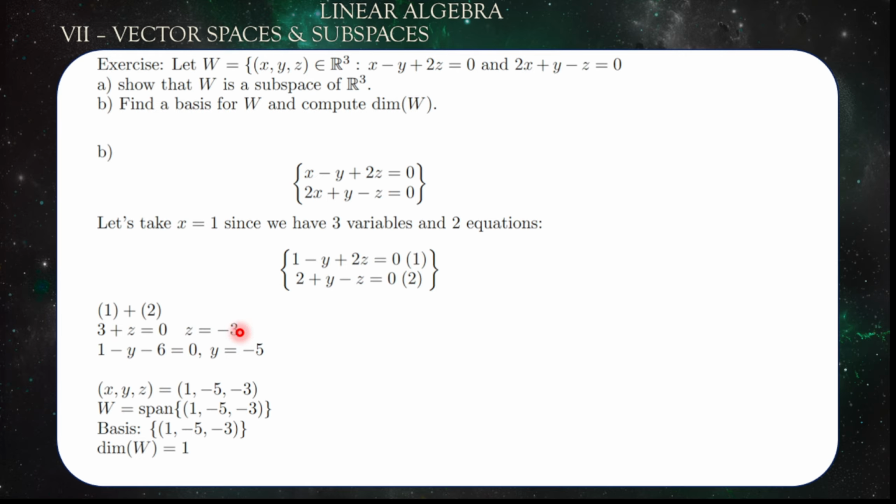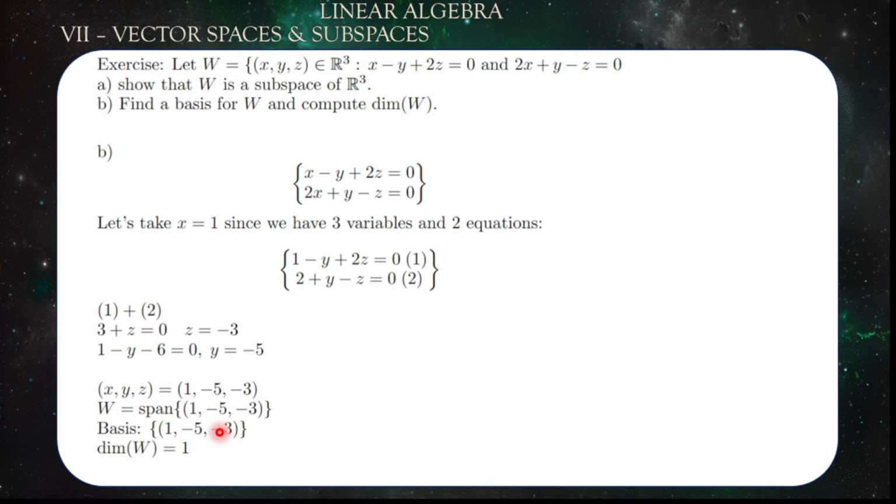Now, you replace this value of z within one of the equations, let's say the first one. So 1 minus y plus 2 times z, which is minus 3, is equal to 0. 2 times minus 3 is minus 6. So minus y minus 6 plus 1, which is minus 5. Hence, y is equal to minus 5. So x is equal to 1, which is the value that we supposed at first, y is equal to minus 5, and z is equal to minus 3. So the span for W is (1, -5, -3).